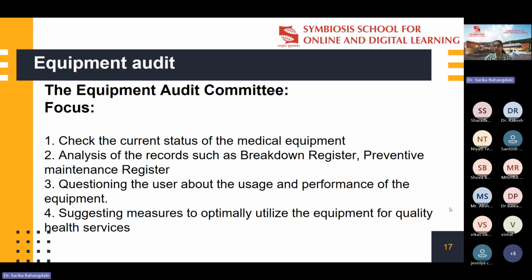It has to be done on a three-month or half-yearly basis. The committee has to review all the records and see whether there is any missed preventive maintenance, or if there is any breakdown maintenance, then what the reason and cause behind it is. So certain points are discussed in this equipment audit committee.